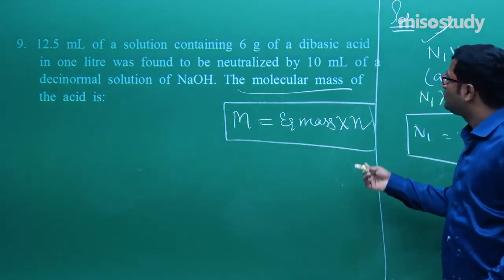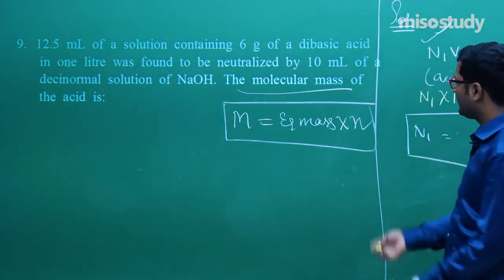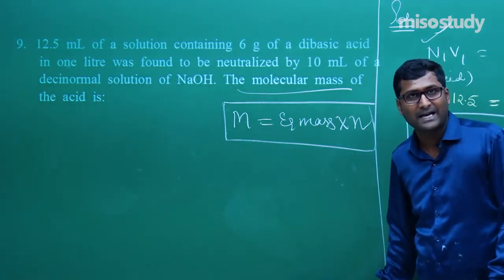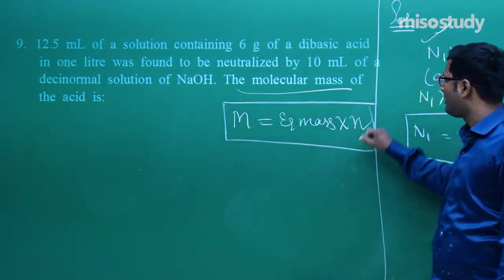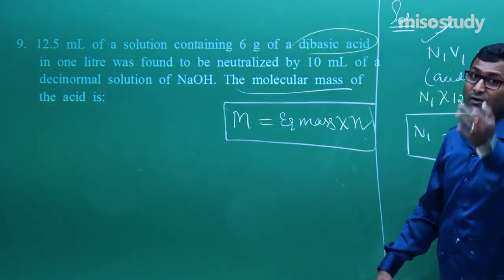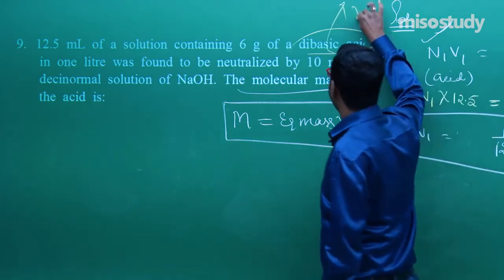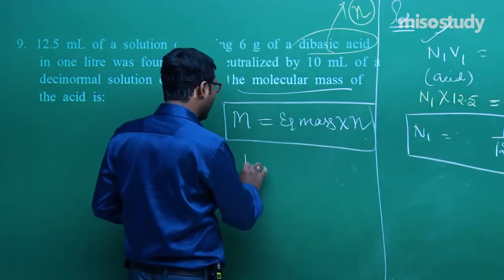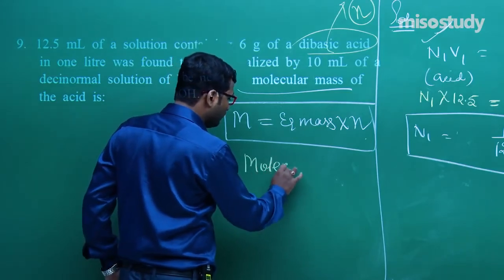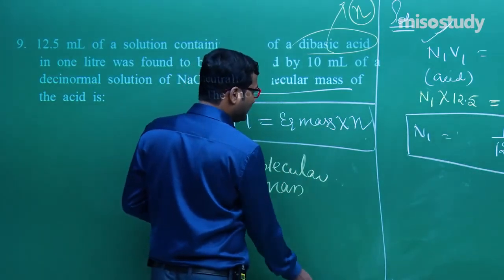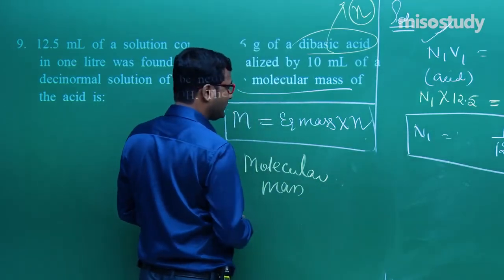So N is equal to 1, because here it is given that N is equal to 1. So molecular mass is equal to equivalent mass. Am I right? Sir, you are absolutely wrong. Here it is given dibasic acid, that is for dibasic acid N is equal to 2. This is the basicity. Molecular mass is equal to equivalent mass multiplied by N.